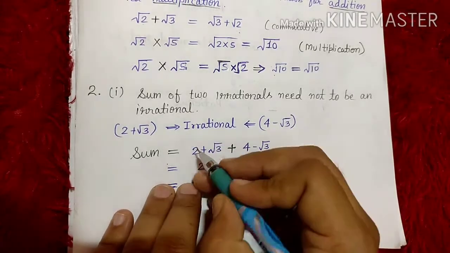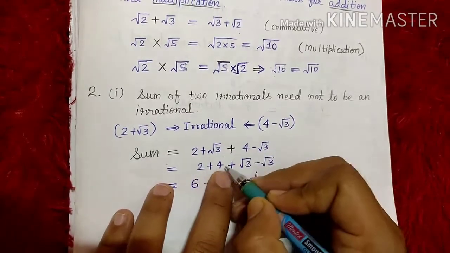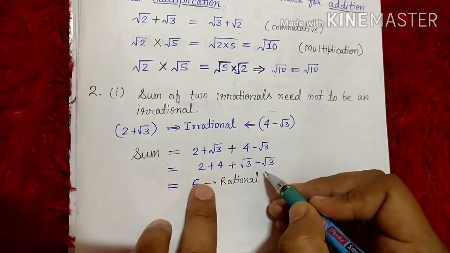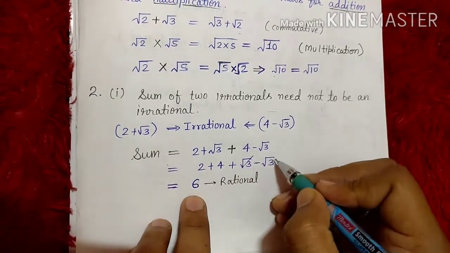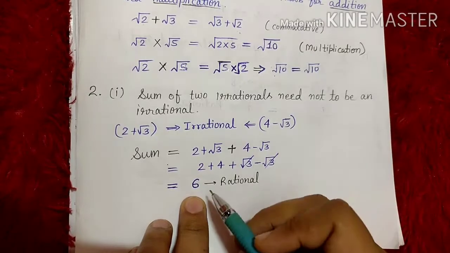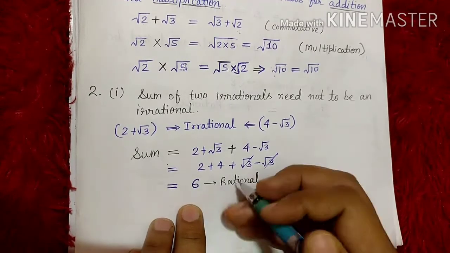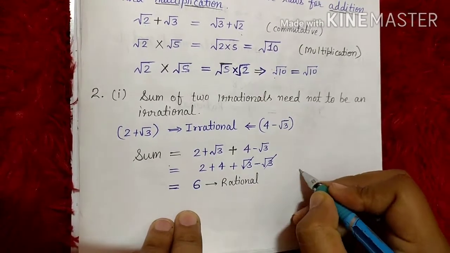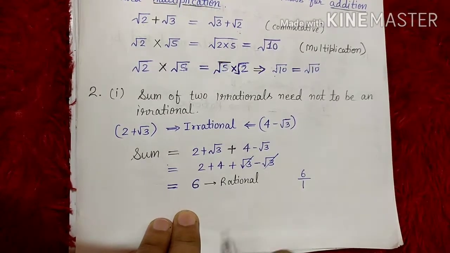So what can we do? First we are adding the whole numbers, 2 plus 4. Then root 3 minus root 3. So 2 plus 4, 6 came, and root 3 minus root 3 cancelled. So what is left? 6. And 6 is a rational number because we can express it as 6 upon 1 also. Clear or not? So it becomes a rational number. Clear on these two properties?